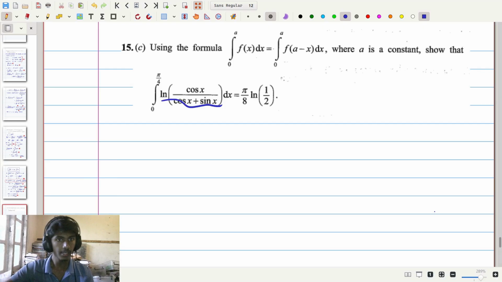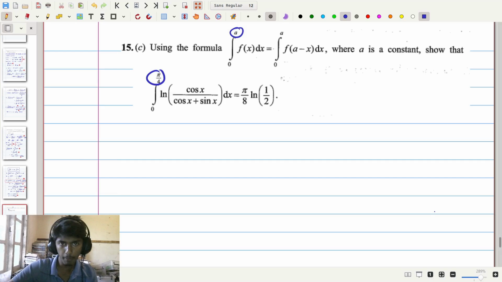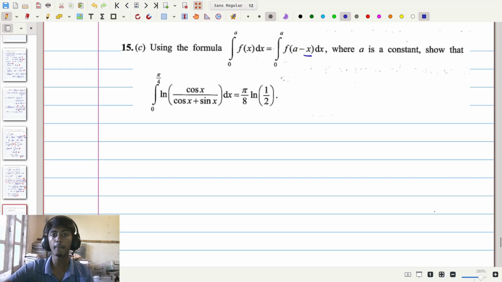And we can see this function has the integral form of 0 up to a, where in this case a is pi by 4. So therefore we can apply this formula that we have here. Instead of f of x, we can try f of pi by 4 minus x and see what we get. And we know that those two integrals are going to be equal in value. The value of this integral evaluated is going to be equal to the value of this integral evaluated.